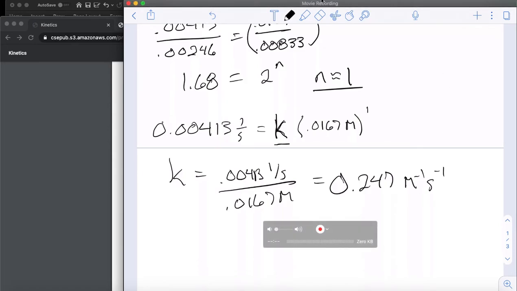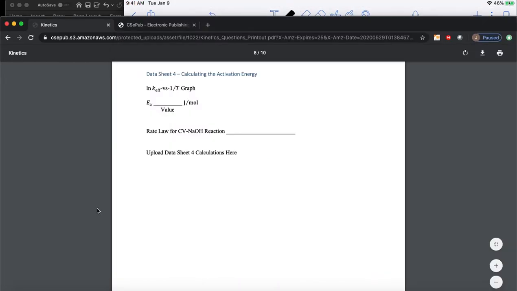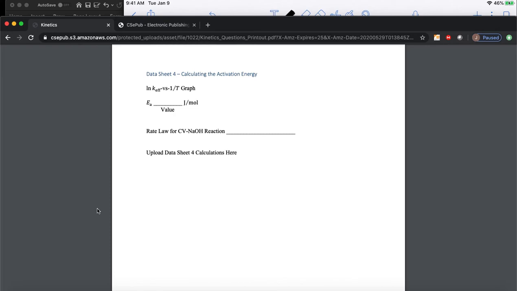All right, so for the last part of this experiment, the fourth part, if you look at your data sheet and what CSC Pub's going to be asking you about, our goal is to find the activation energy of our reaction that we've been looking at between that sodium hydroxide and the crystal violet dye. So the information that we really need in order to look more at the activation energy is really going to involve temperature.